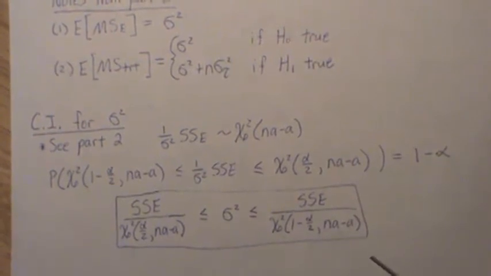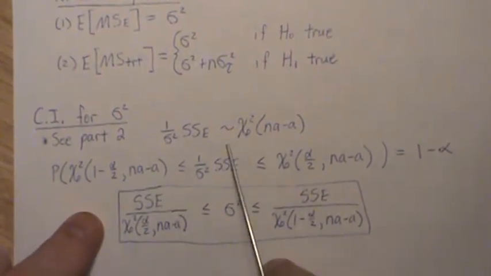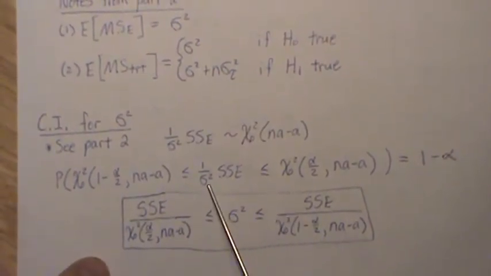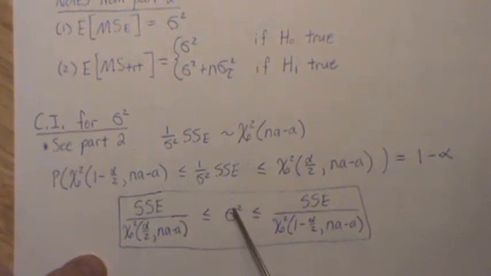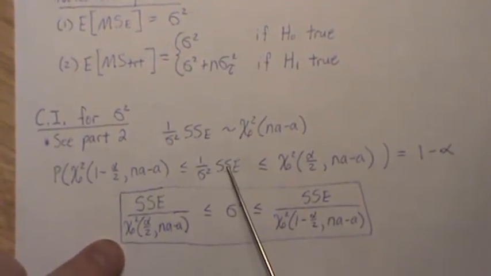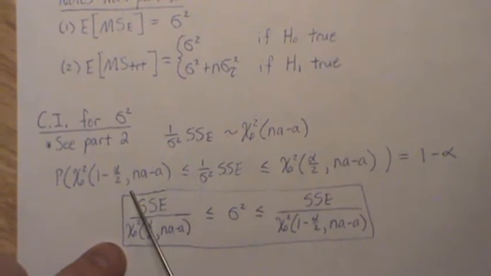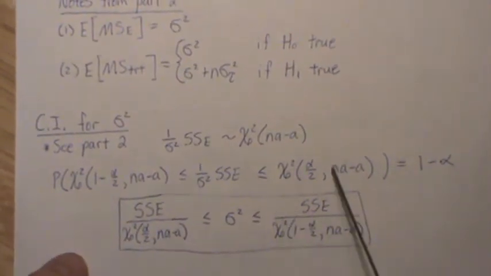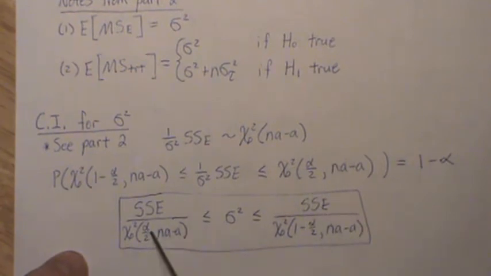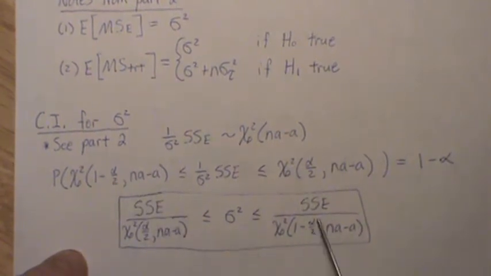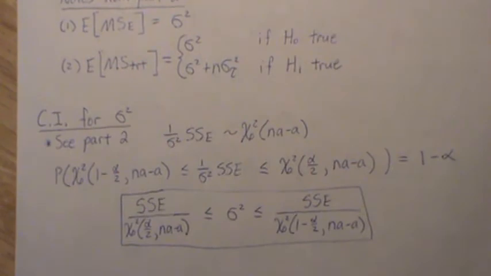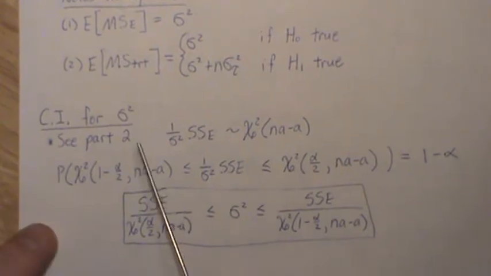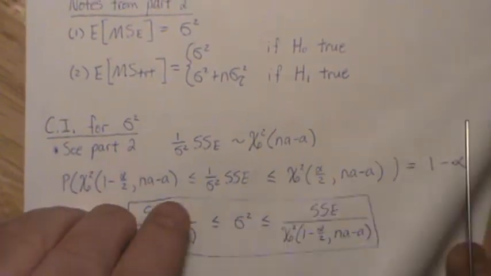Now, in this interval here, we solve for sigma squared. So we divide everything by the sum of squared error, and then take the reciprocal. When you take the reciprocal, this part becomes the smaller, and this part becomes the larger. And then this is the confidence interval for sigma squared.